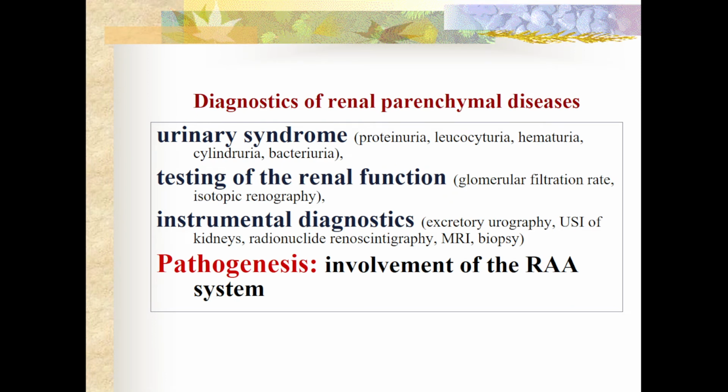And for estimation of renal function, we use GFR, glomerular filtration rate, and isotopic renography. Calculation of GFR is the main method of estimation of chronic kidney disease, stages of chronic kidney disease. And instrumental diagnostics: excretory urography, ultrasound investigation of kidneys, radionuclide renal scintigraphy, and rare biopsy.